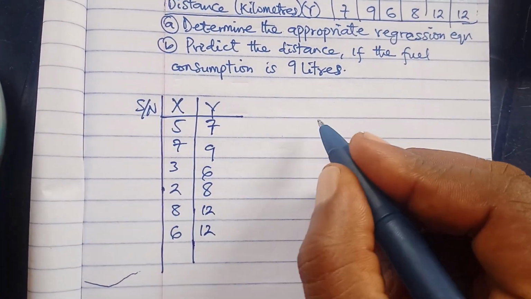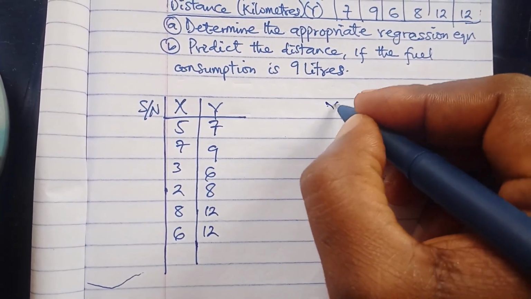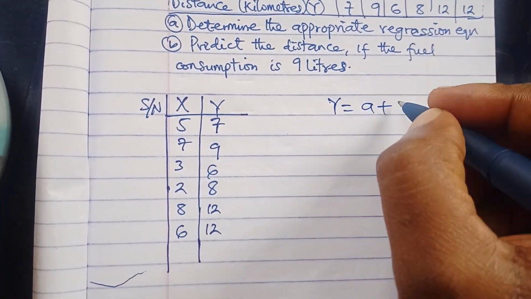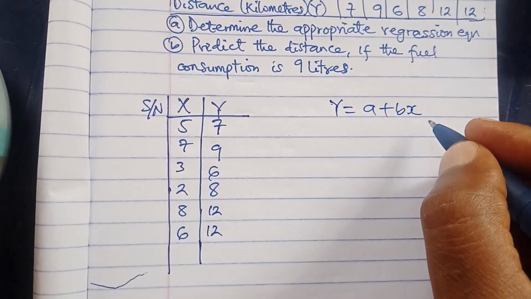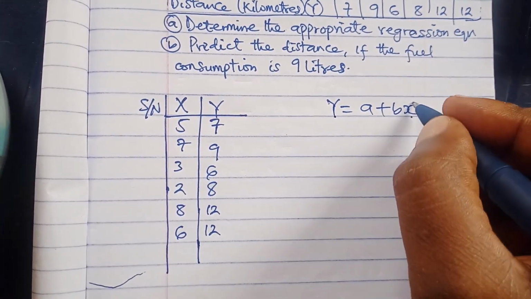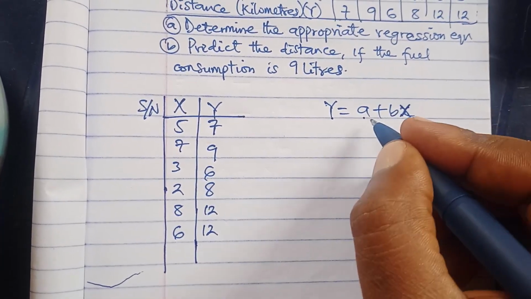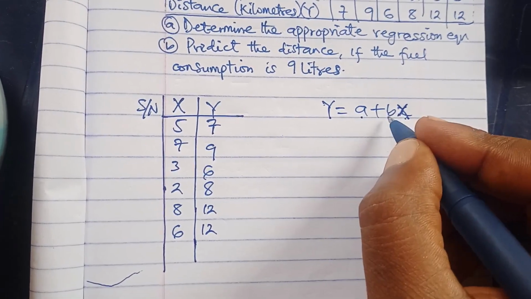Because it is a regression equation, it is represented as y equal to a plus bx, which is the linear regression model, where you are plotting a graph of y against x, and a is the intercept, b is the slope. So we need to find the values of a and b.